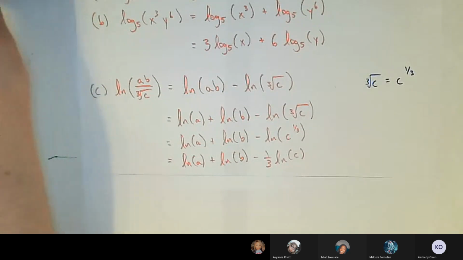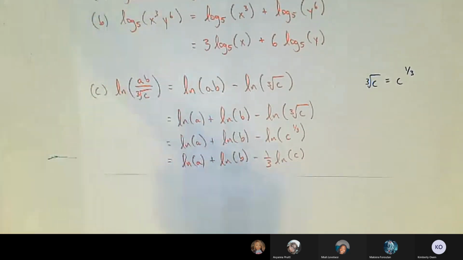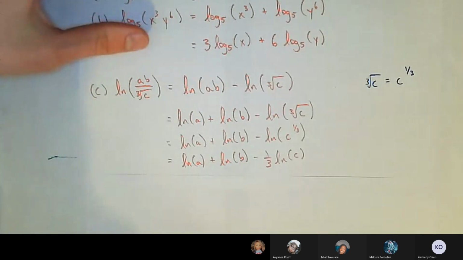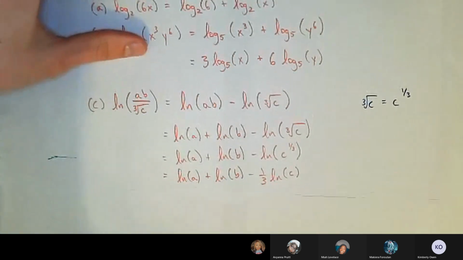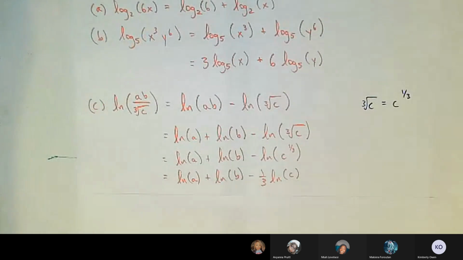Okay, let's do another example. Just more practice with these laws. Are there any questions so far, or do you want me to go back over any of these? Okay.